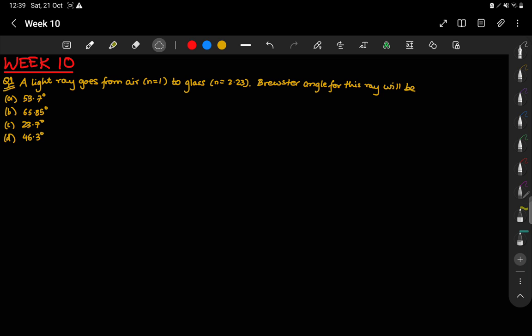The first question over here is on Brewster's angle. A light ray goes from air with refractive index n equal to 1 to glass with refractive index n equal to 2.23. Brewster angle for this ray will be, we need to calculate the Brewster's angle. So I will start the poll for you. Please take a few minutes to calculate this and submit your answer in the poll.